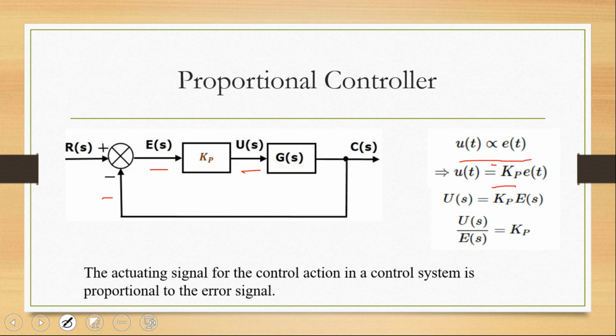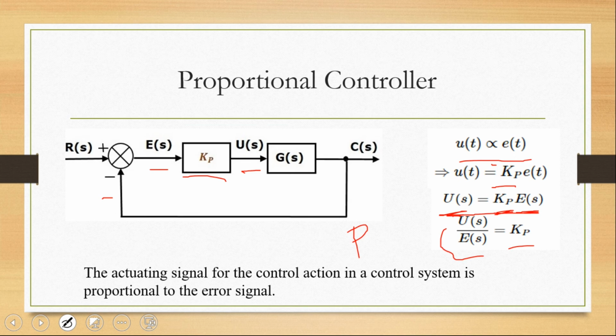If we write it in the Laplace domain, U of S is equal to Kp into E of S, or Kp is equal to U of S by E of S. So the proportional controller, that is the P controller, amplifies the error signal by an amount Kp. The error signal E of S is amplified by Kp, which gives us the control signal U of S. Also, the introduction of a P controller in the system increases the forward path gain by an amount Kp.